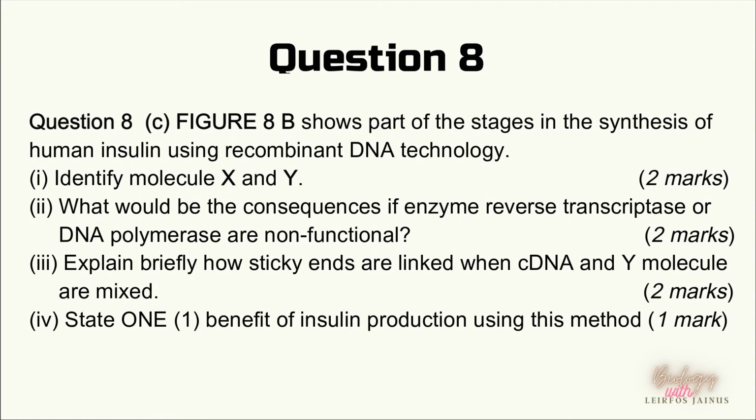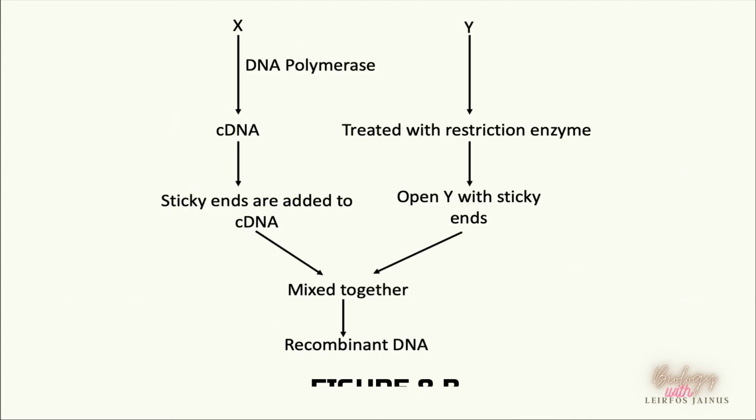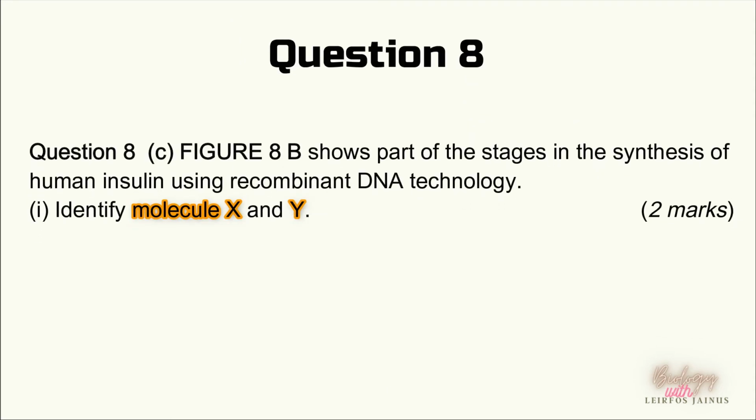Question number 8c is related to the steps involved in synthesis of human insulin using cDNA and gene cloning method. Figure 8p shows the steps in synthesis of cDNA and isolation of plasmid, followed by the sequence of processes to form recombinant DNA. Question number 8c1. Identify molecule X and Y.